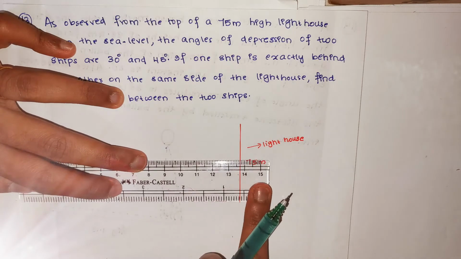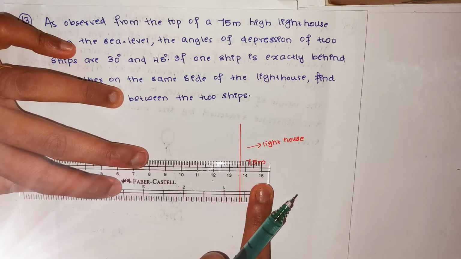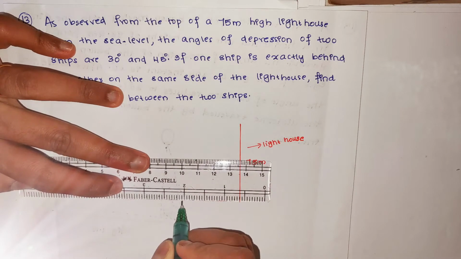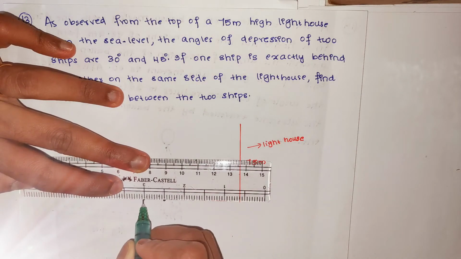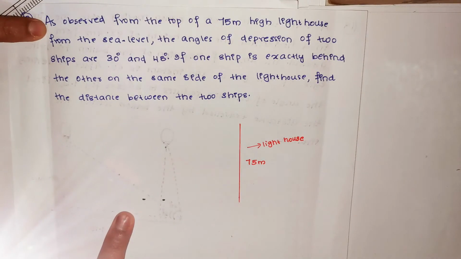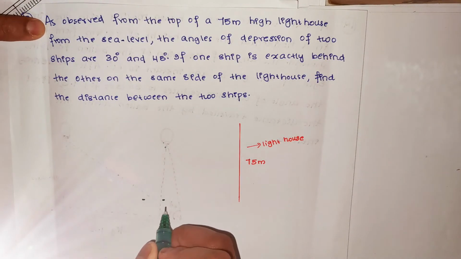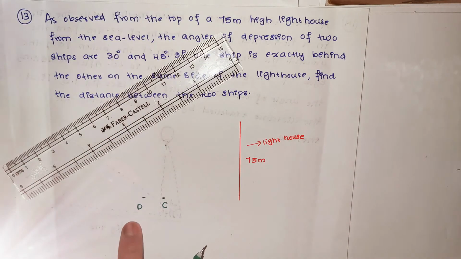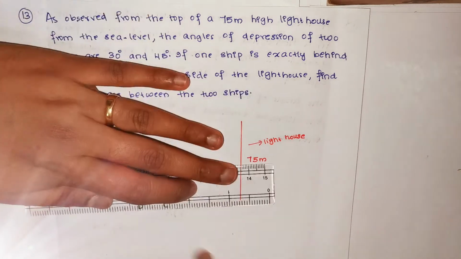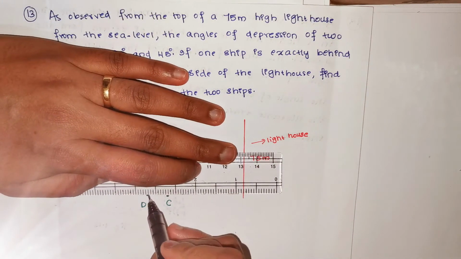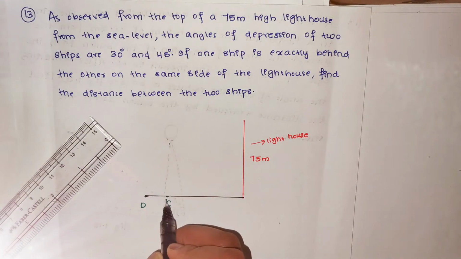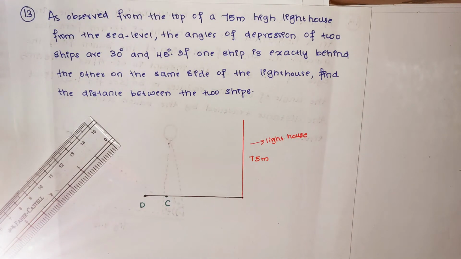So let this be the horizontal. We have two ships. Let one ship be here, and the other ship is exactly behind the other one. Here I am taking the point as C and here as D. These are the two points. Next I am going to join this horizontal. This is the first ship and this is the second ship.